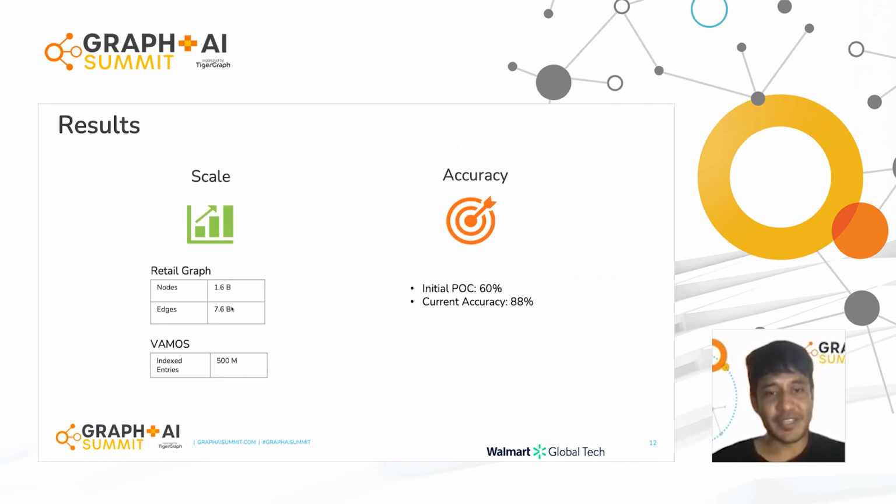This slide showcases the result of our proposed approach. As you can see in the slide, our pilot graph has approximately 1.6 billion nodes and 7.6 billion edges. We can assume, looking at this volume, that we have hydrated our graph with a considerable amount of data to run our pilot on. As for our Vamos platform, we have indexed a collection of about 500 million plus items.